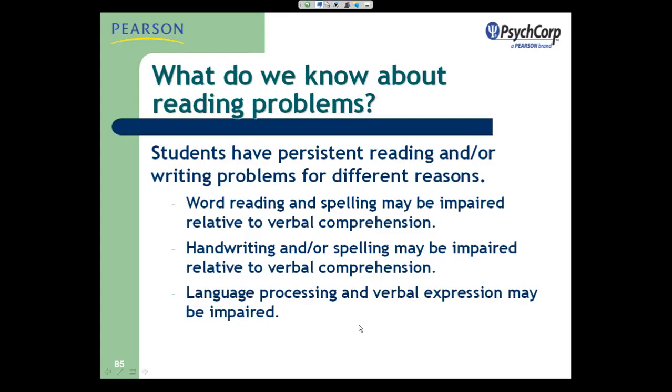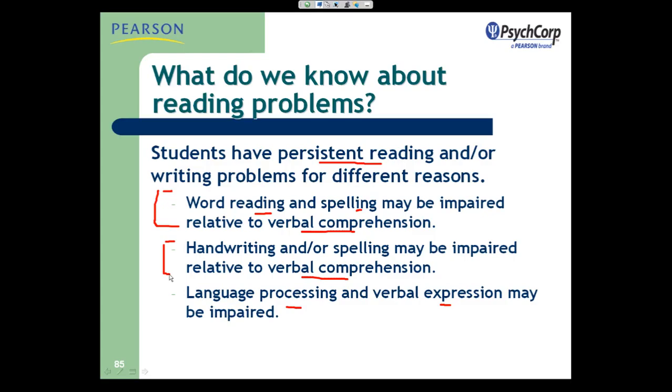But if you think about reading, for example, and I want to just go on with this reading example, a child may have a weakness in reading for different reasons. If I compare reading and spelling to verbal comprehension, word reading and spelling may be a relative weakness. But handwriting and or spelling also may be impaired relative to verbal comprehension. Language processing and verbal expression may be impaired. So it might be a weakness in basic skills, word reading and spelling, the link between the orthographic and the phonological. It might be because of the output demand, handwriting and or spelling both require that output demand.